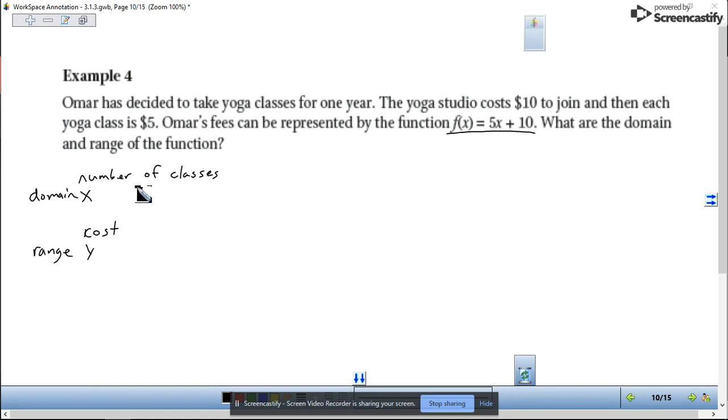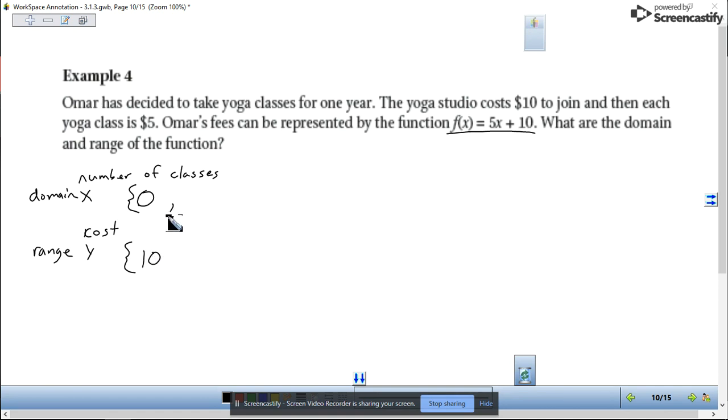And here's how we write it. So the domain is going to be, you do a bracket, I'm sorry, not a bracket. I didn't draw a bracket very well. It's a little squiggly line deal. So first option is he doesn't take any classes. Well, let's go ahead and do the range that goes with each of these. If he doesn't take any classes, what's it going to cost him? It's going to cost him $10 because he already joined the studio.